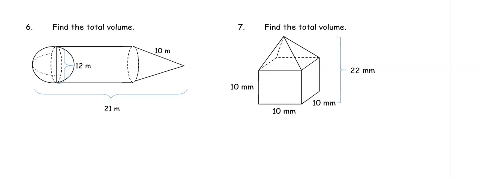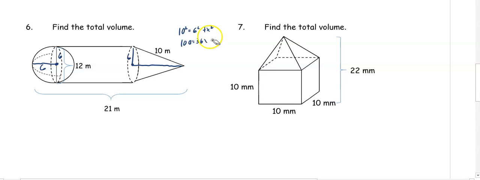Number 6, this is a composite figure, so there's multiple shapes that make this up. So in this one that kind of looks like a pencil, we have a hemisphere, a cylinder, and a cone. So if the diameter is 12, that makes the radius 6 for the cone and the hemisphere. We can use that to find the height of the cone. We would have 10 squared equals 6 squared plus x squared. 100 equals 36 plus x squared. 64 equals x squared. So x is 8. So if we know the radius of the hemisphere and the height of the cone, we can subtract those from 21 to get our height of the cylinder. So our height would be 7.